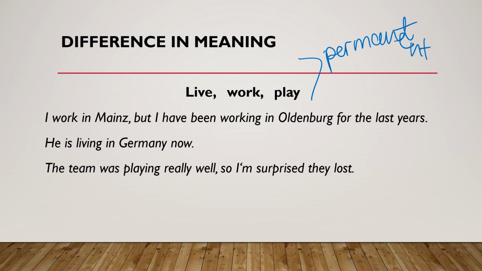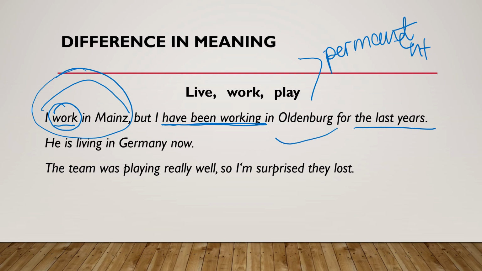Here, I work in Mines, but I have been working in Oldenburg for the last years. So here we go. I work in Mines. This is a permanent situation. This is what is going on here right now. But I have been working in Oldenburg would mean that in the last years, I had that impermanent situation that was limited. We don't know if this situation is over by now. This is not what the sentence tells us, but we just know that this not permanent situation is not happening anymore.